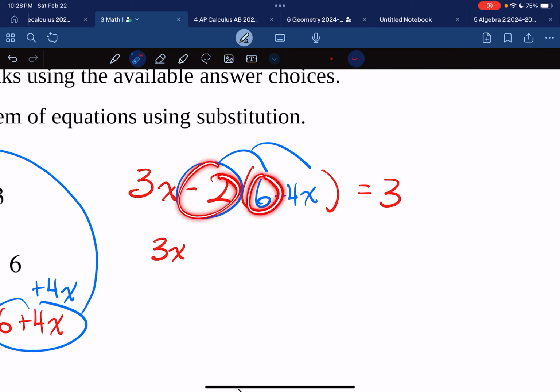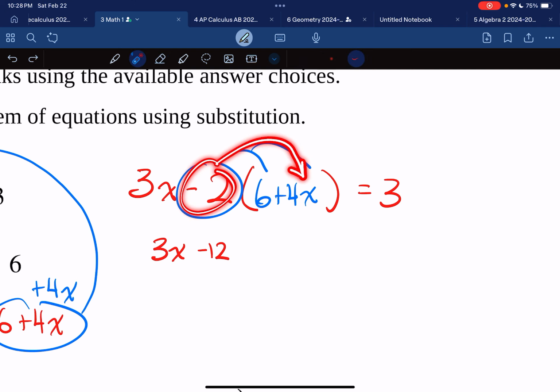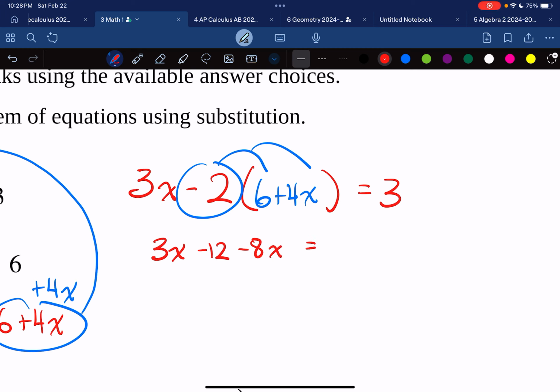Negative 2 times a 6 is a negative 12. And then a negative 2, whoa, that's an eraser, Mr. Sindel. A negative 2 times a 4x is a negative 8x. And that's going to be equal to a 3. So I need to combine my like terms now. I have an x here, an x here. 3 minus 8 is a negative 5, so I have a negative 5x. Still minus 12 is equal to 3.